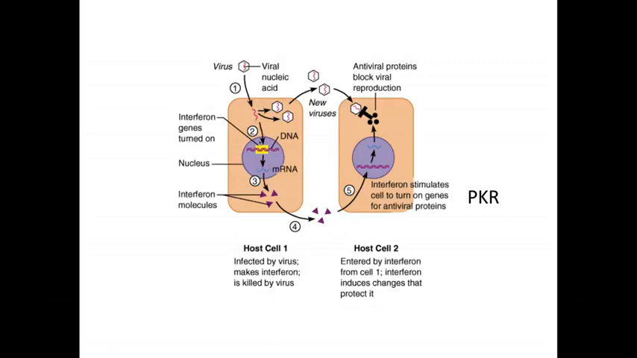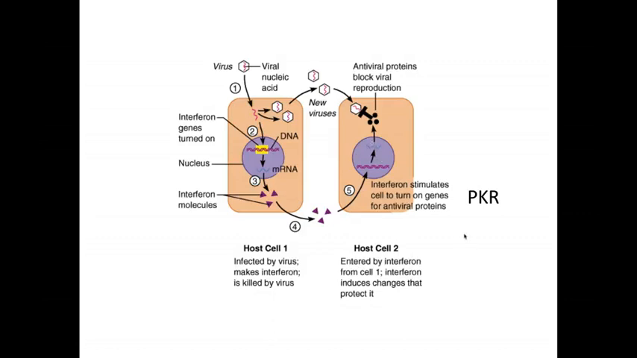It is sensed as foreign by the cell, in ways that we'll talk about later in another lecture. The cell responds by producing interferon, these purple triangles. The interferon is secreted from the cell and binds receptors on neighboring cells, and that induces the synthesis of mRNAs that encode many, many different proteins which establish an antiviral effect. Those are called interferon-stimulated gene products.